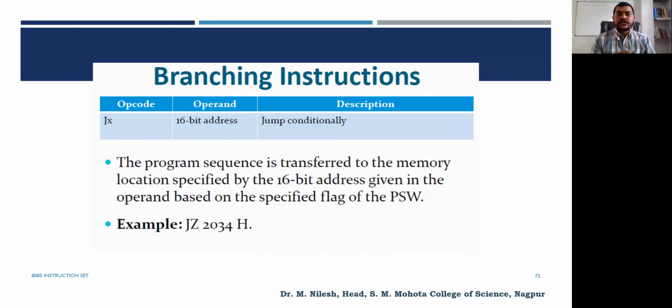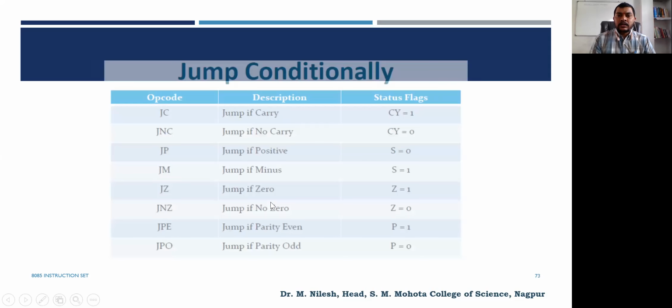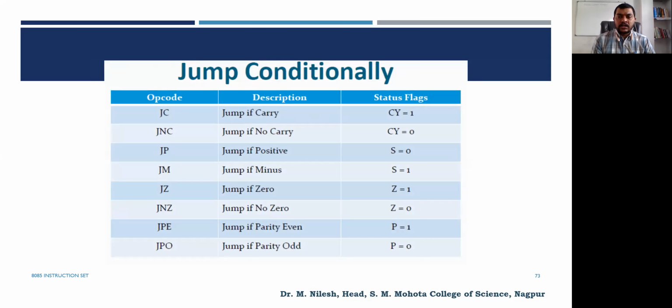If the result of some arithmetic or logical operation is 0, or the zero flag is set, then the program counter will have to jump to this memory location, that is 2034, right? The other instructions included in these conditional jumps are JC, jump if carry, which implies that the carry flag is set. Jump if not carry implies that the carry flag is reset.